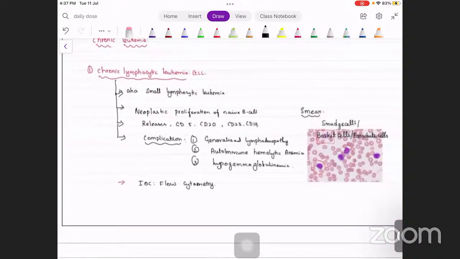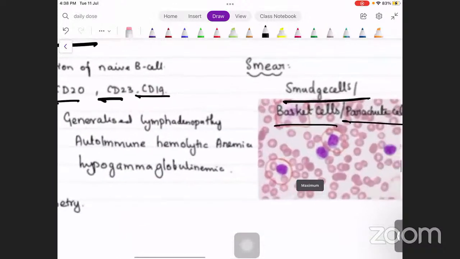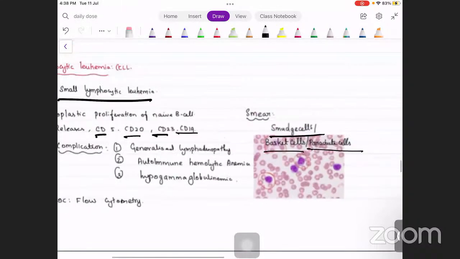Next, we are talking about CLL, also known as small lymphocytic leukemia, and it expresses CD5, CD20, 23, and 19. The smear shows smudge cells, basket cells, or parachute cells. Investigation of choice is flow cytometry.